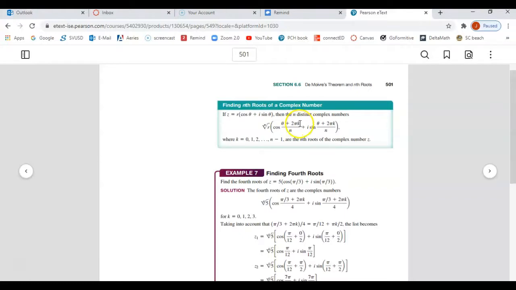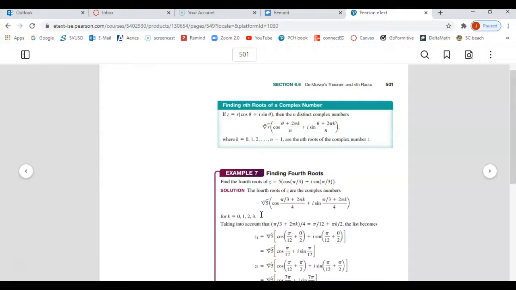If k is 2, then I would be adding 4 pi to my answer, so it's like taking my initial value and adding 2 laps around the circle. Or if k is 3, I'm adding 3 laps around the circle. If k is 4, I'm doing 4 laps around the circle on top of the initial answer. So here's what I want you to see: if I'm going to take a fourth root, I want the initial value where k is 0, but then I'm going to add 1 as k, 2 as k, and 3 as k. So another lap around the circle, another lap, and then another lap around the circle.